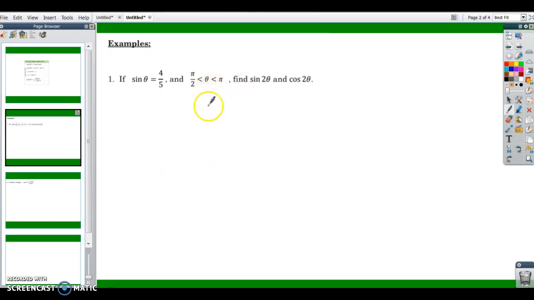So how do we use these? Well, let's start out with an example problem. This first one says if the sine of theta is 4/5 and theta is between pi over 2 and pi, find the sine of 2 theta and cosine 2 theta.